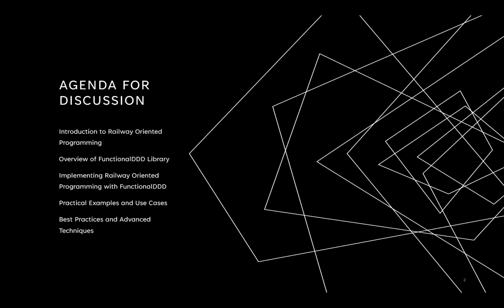We will begin with an introduction to railway-oriented programming, covering its core concepts and advantages. Next, we will delve into the functional DDD library, highlighting its features and components. Following that, we will discuss how to implement ROP using functional DDD with practical examples, and conclude with best practices and advanced techniques.